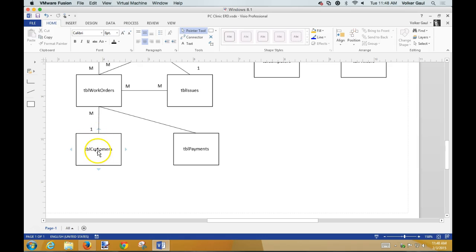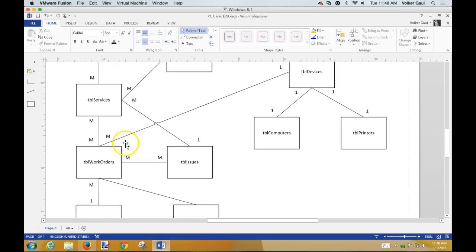Customers and work orders. We said one customer can have many work orders. We said one work order is for one customer, for one device, right? So there's that relation. Notice the customer and their devices are not immediately related. That seems odd. But because of that relationship between customer and devices for us, they're linked together by work orders.